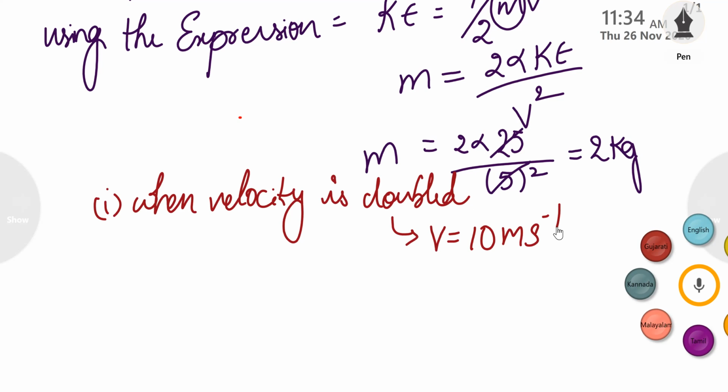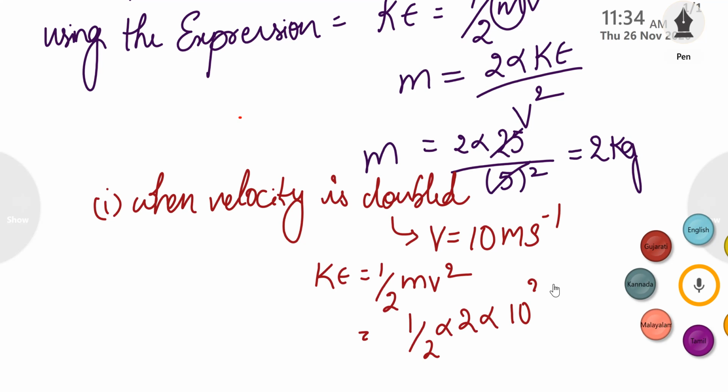Then if I substitute again, the kinetic energy formula is the same. KE is equal to half mv square. If you substitute the values, what will you get? Half into mass, which is 2, into 10 square. So this answer would be 100 joules.